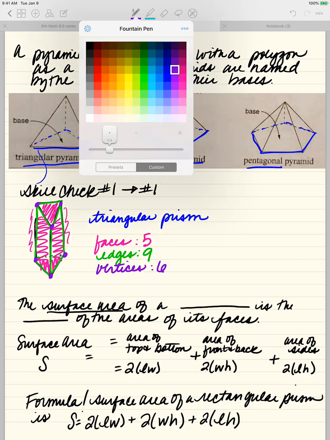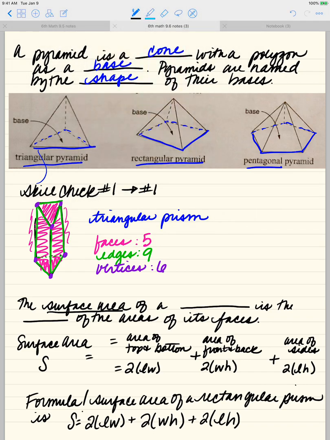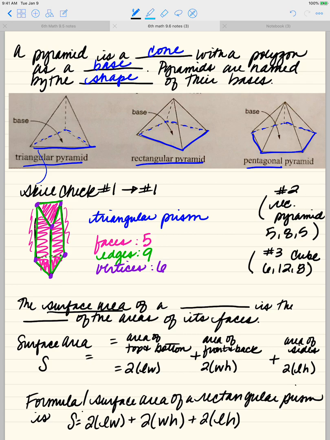I want you to tackle skill check number 1, number 2, and 3 on your own. You should get rectangular pyramid, and 5, 8, 5 for number 2. And for number 3, you should get cube and 6, 12, and 8. Okay, moving right along. We're going to be talking about surface area, okay?